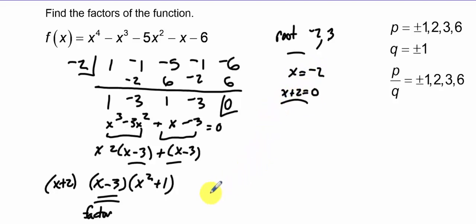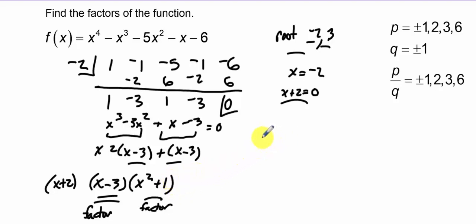Now you'll notice also we have this factor here, which is prime. However, we said that there are going to be n roots for an nth degree polynomial. So these roots are definitely rational. I have negative 2 and 3, and if they're rational, they're real. Then I have this term here that doesn't factor, it's prime.